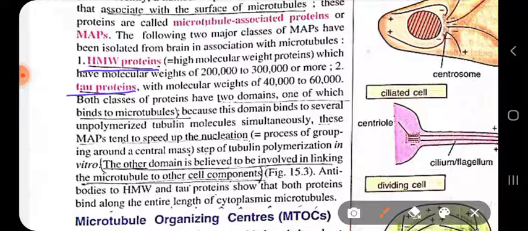These two proteins, HMW proteins and tau proteins, which bind to the surface of the microtubule, have two important domains. Domains are the essential regions found within proteins for a particular function. With the help of one domain, the HMW protein and tau protein directly bind to the microtubule. With the help of the other important domain, they link the microtubule with other cell components.